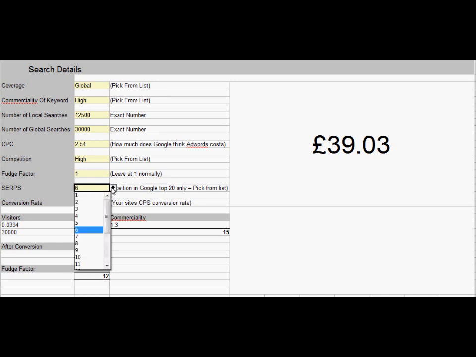SERPs, this is the position in the search engines, either where you are now or where you'd like to be. It goes down to 20. If you're below 20, you're not making any money. In fact, if you're below 6, you're making very little.